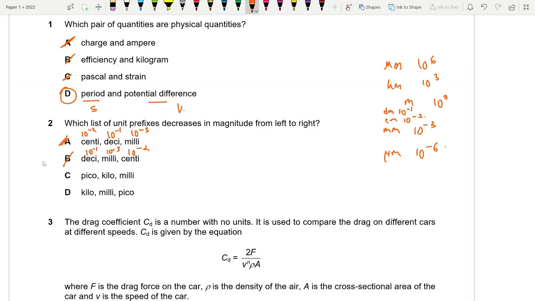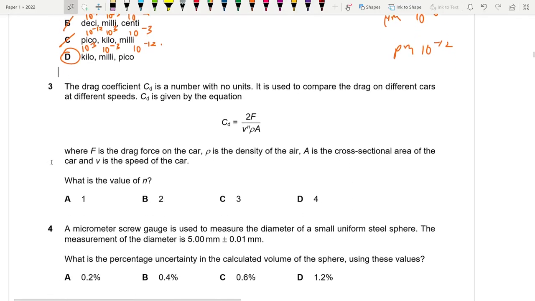Wrong again. 10 to the power minus 12, 10 to the power 3, 10 power minus 3. This doesn't make sense, yeah? 10 power 3, this is huge. This is smaller, and this is much smaller. Pico is 10 to the power minus 12, by the way, guys. So the answer is D again.